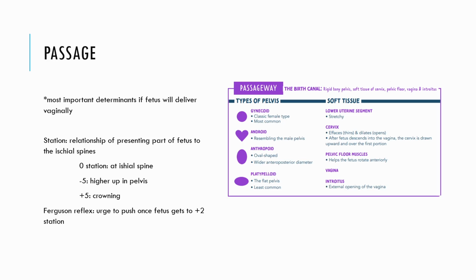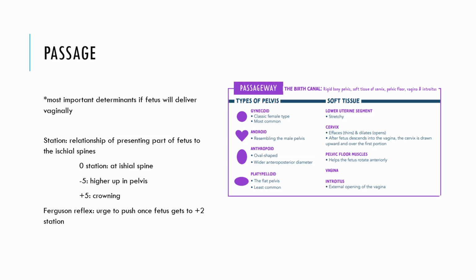If it has come down below the ischial spine, so it's getting closer and closer to being born, we're now in positive numbers. So if it's 1 centimeter farther down than the ischial spine, we're +1. +2 is 2 centimeters. Once you get to +5, that means the baby's crowning. What that means is if you look at mom's perineum, you see the top of baby's head coming out of the vaginal opening.